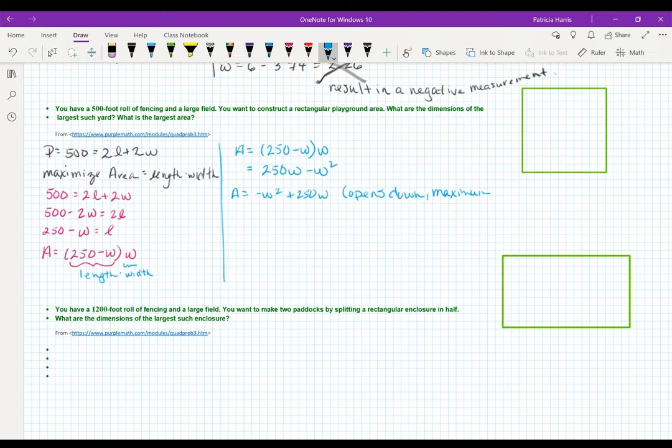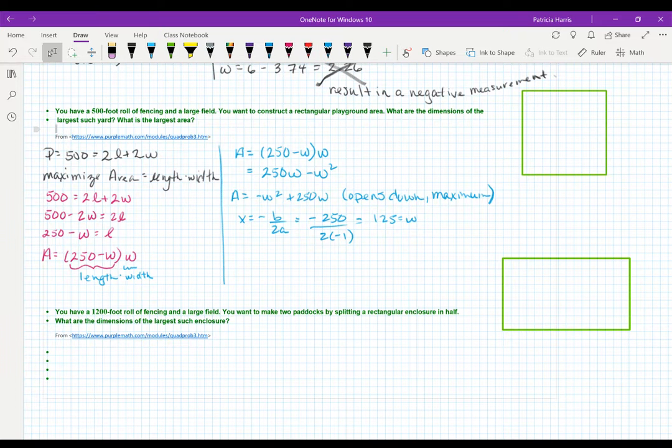So let's find it. I'm going to use the formula x is equal to negative b over 2a. So that gives me negative 250 divided by 2 times the negative 1, which gives me 125. Now that's a width. Now if I take that value and use it to find the y value or the area, that's actually going to give me the maximum area I can achieve.